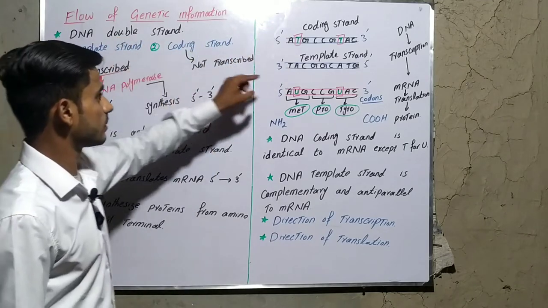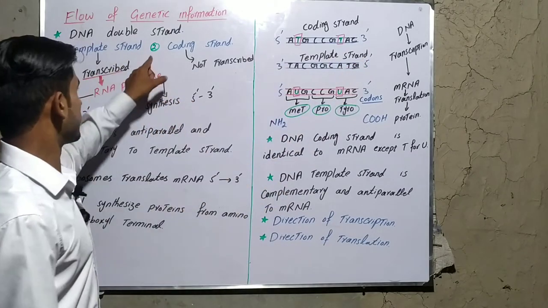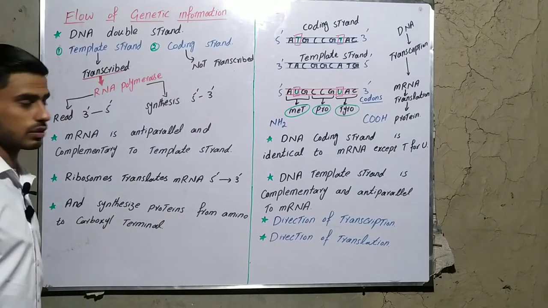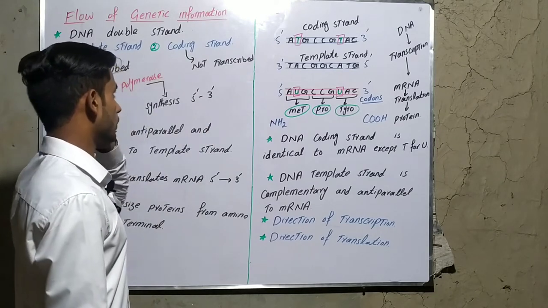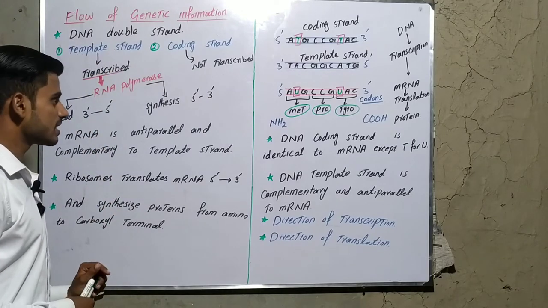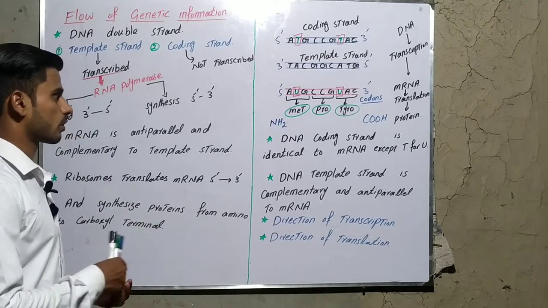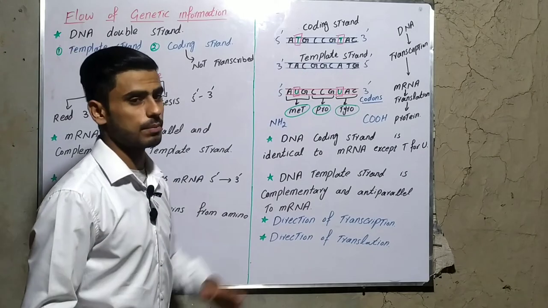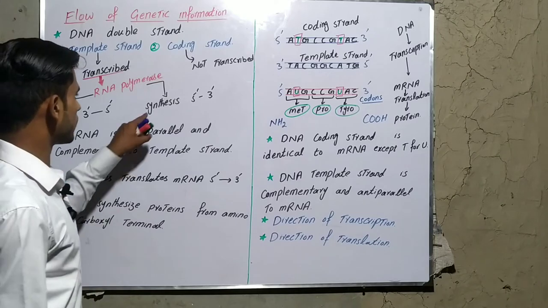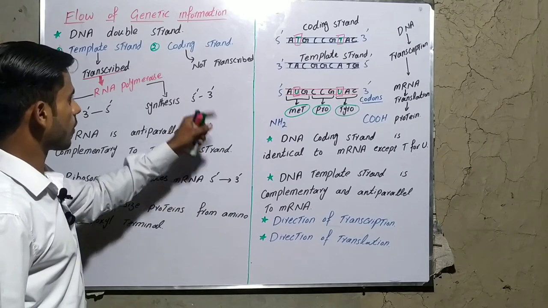One is the template strand, as you know, the 3' to 5' strand is the template strand, and the second strand is the coding strand. The template strand is going to be transcribed, and the coding strand is not. RNA polymerase will come, see the promoter, land on the promoter and start the transcription of the template strand. It will read the template strand from 3' to 5' end, and it will synthesize the messenger RNA product from 5' to 3' end.